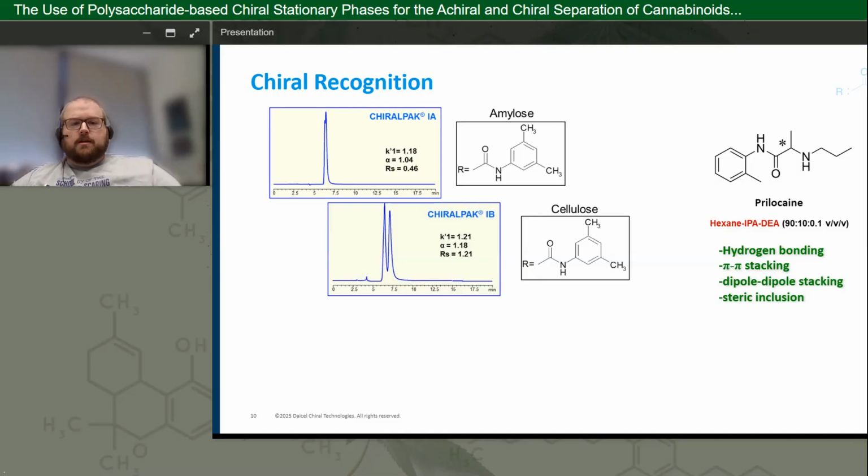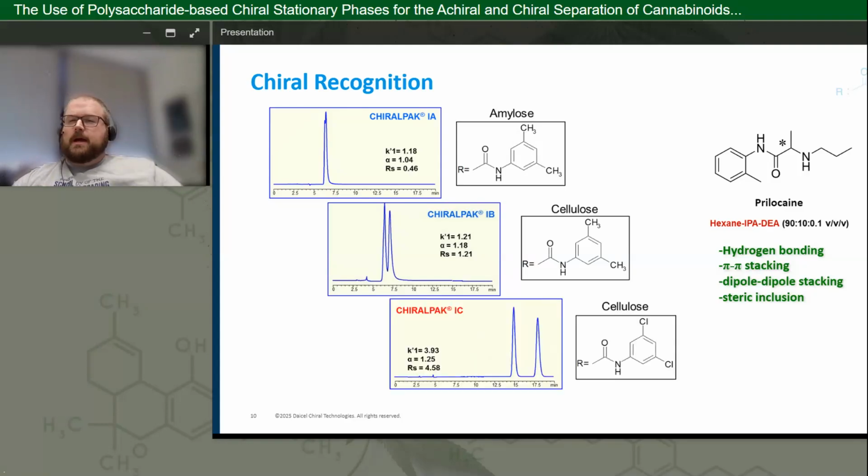Now we take it a step further and continue tweaking this chiral stationary phase separation mechanism. We keep cellulose, but we change the chiral selector from 3,5-dimethyl to 3,5-dichloro, which is Chiral Pack IC, and now we have almost too good of a separation. We have a very nice baseline separation, with very strong retention.